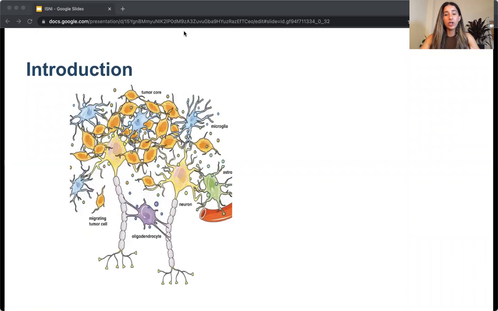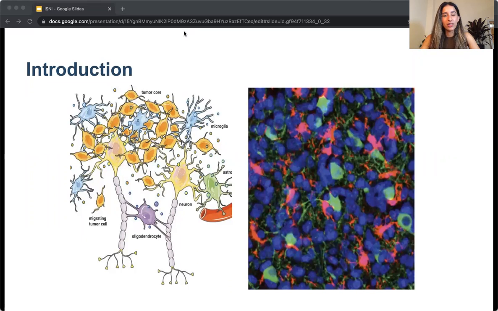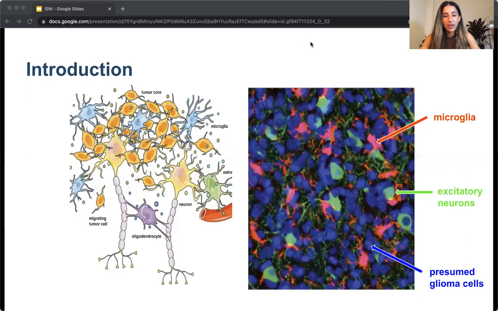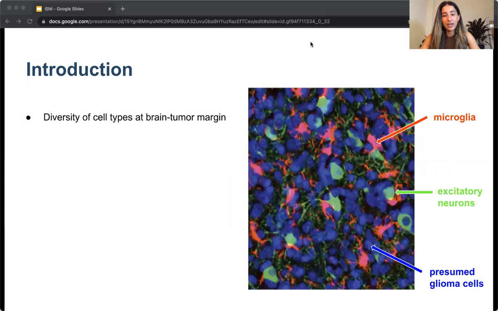What makes the tumor margin region in glioblastoma particularly interesting is the evident intermingling with a diverse array of cell types found in the brain. In this image, for example, we can see the tumor core as dark orange cells, and these are interacting with neurons, which we see colored yellow, microglia, which we see colored light blue, and other cells in the brain like astrocytes and oligodendrocytes. Interestingly, in our images taken from the glioma margin, we can similarly see glioma cells interacting with endogenous brain cells, including neurons and microglia.